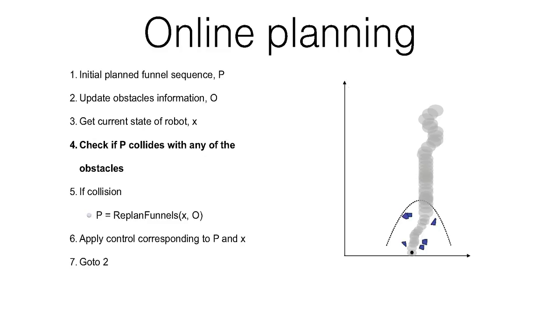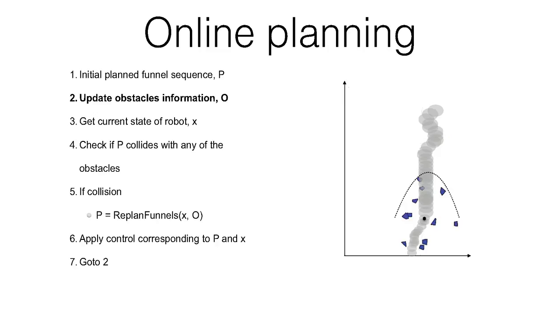So then you apply the control corresponding to this funnel for this particular location and time, and that takes your robot some steps forward. Then you do this stuff again and again. You update obstacle information, and if there are more obstacles, you get the current state of the robot, and then you check if the current plan collides with any of the obstacles. In this case, yes. Since it collides with the obstacles, you now need to replan funnels.